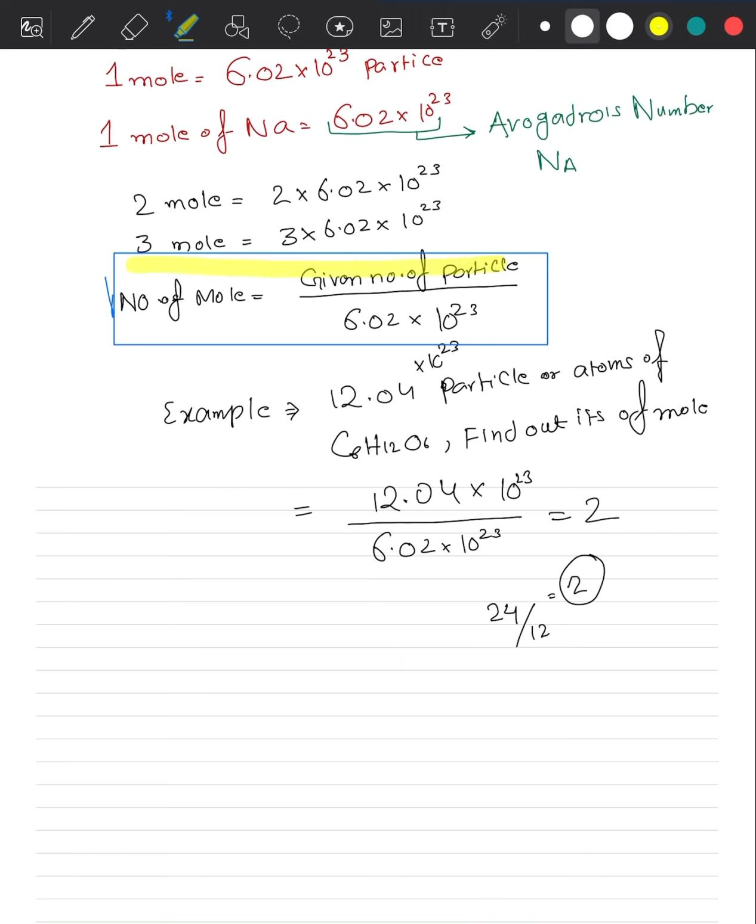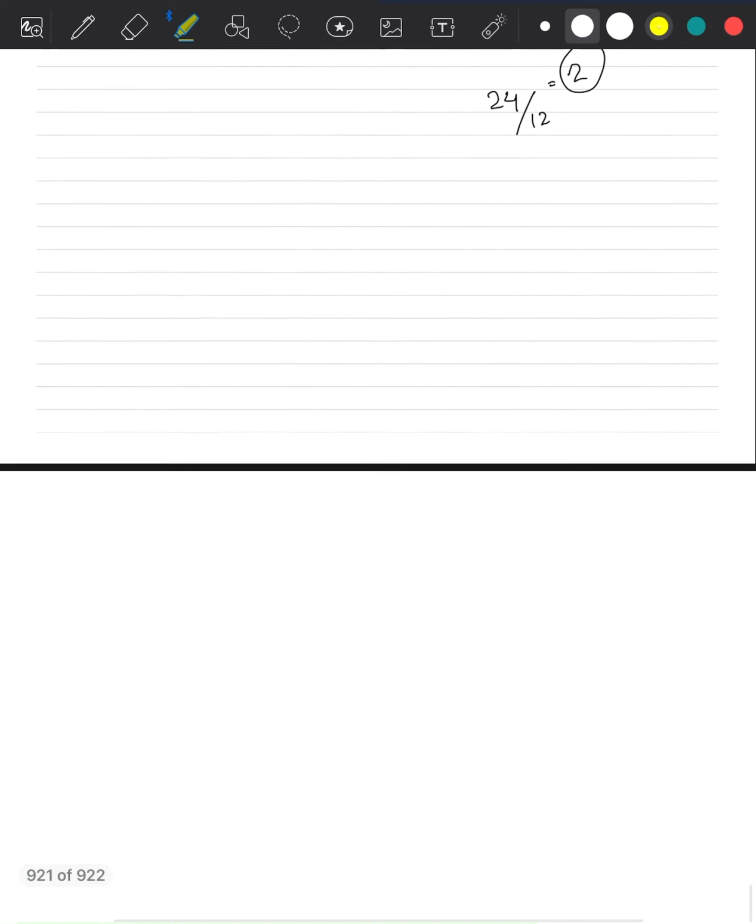In the paper they will not say particles, they will say atoms, molecules or ions. These are the same thing as a particle, so do not get confused between the number of particles and the number of atoms. So this is the first formula. Now we will move to the second formula.